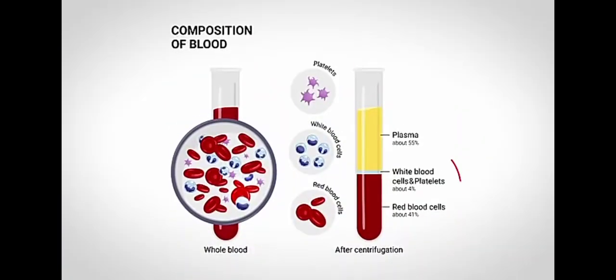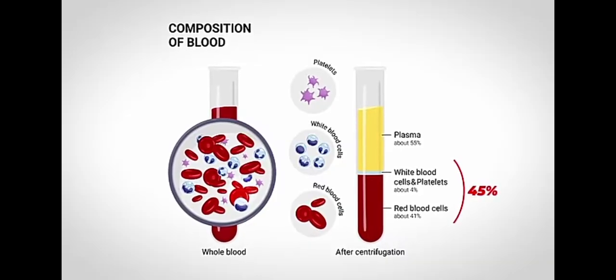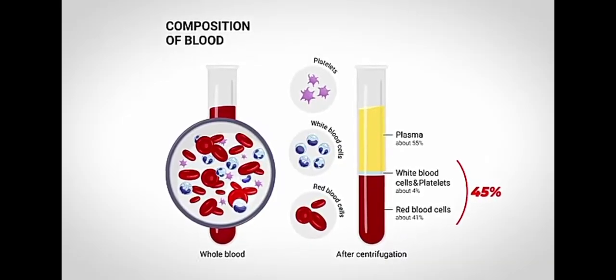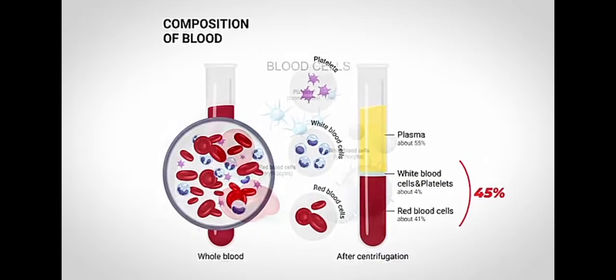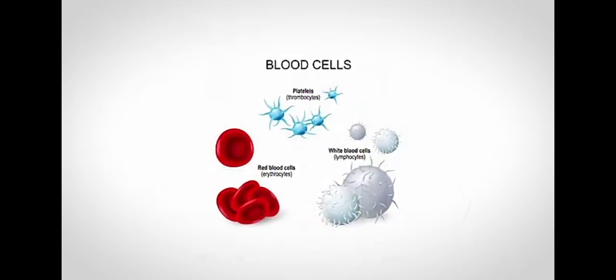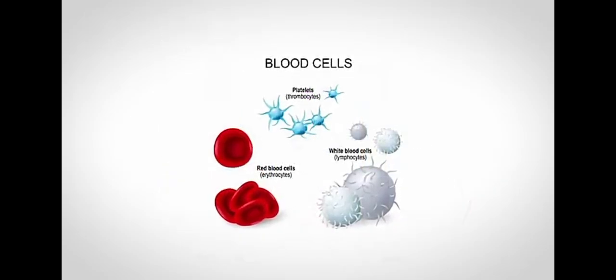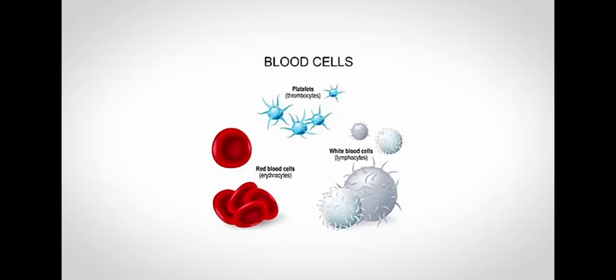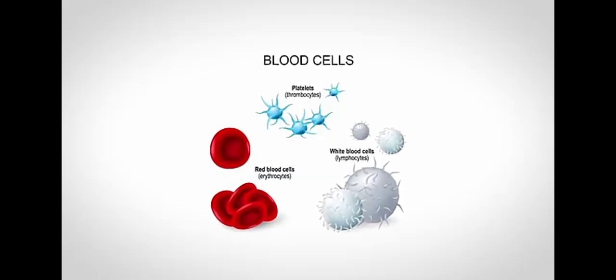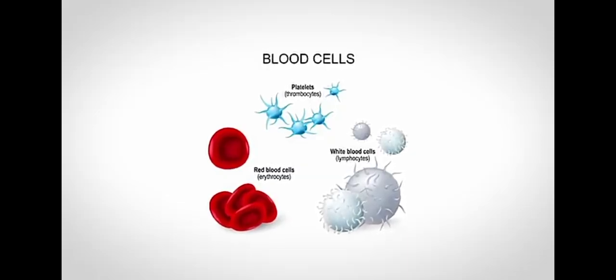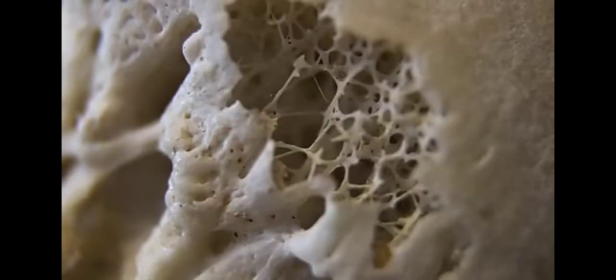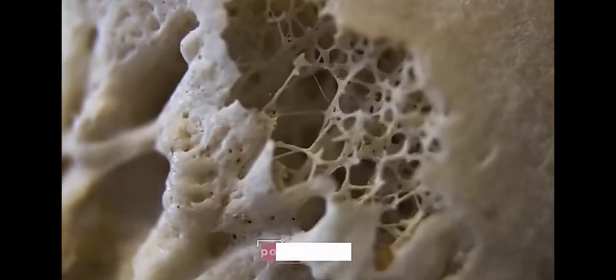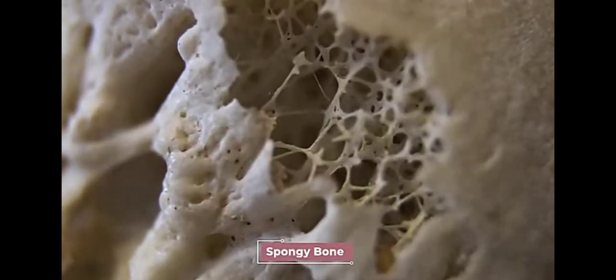And on to the next component of the blood, the formed elements, or the cellular component. This makes up the remaining 45% of your total blood and is broken down into 3 cell types: red blood cells, also known as erythrocytes, white blood cells, also known as leukocytes, and platelets, which are also known as thrombocytes. All 3 of these cell types are actually made by the red bone marrow that is suspended within the deep part of your bones called spongy bone.